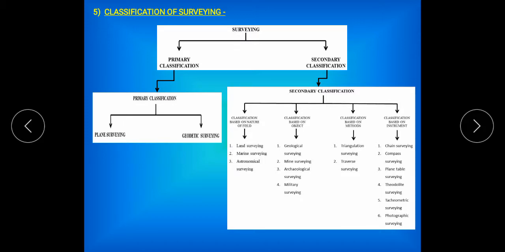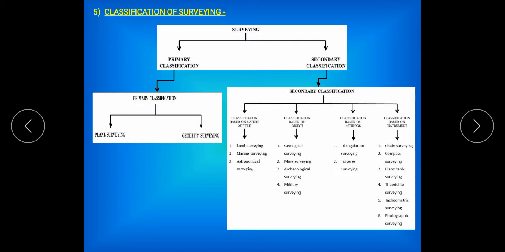Next, the third subtype, classification based on methods. There are two types. The first is triangulation surveying. Triangulation is a method of surveying, and we study this in the second topic of the basic surveying subject. The second is traverse surveying, which is also a method we use in surveying, and we study this in the third topic of the basic surveying subject.